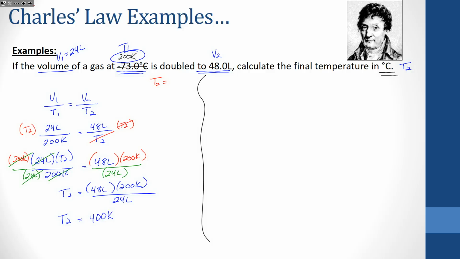If we want to change it to Celsius, which is what the question asked for, Celsius is 273 less than Kelvin. So then that would end up being 127 degrees Celsius.